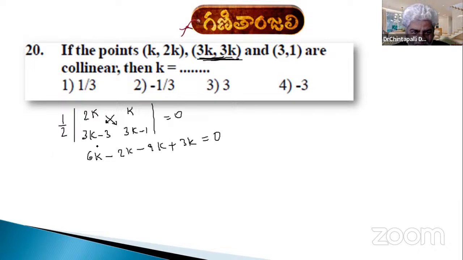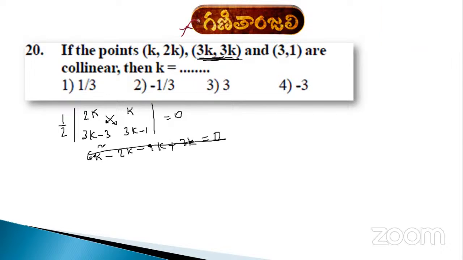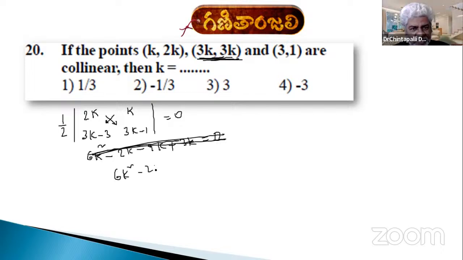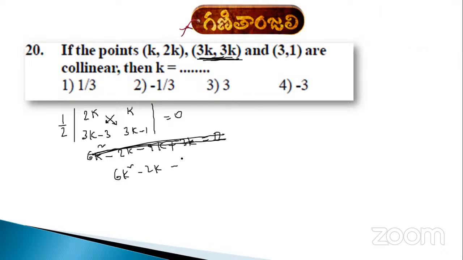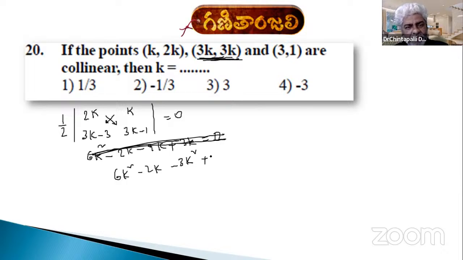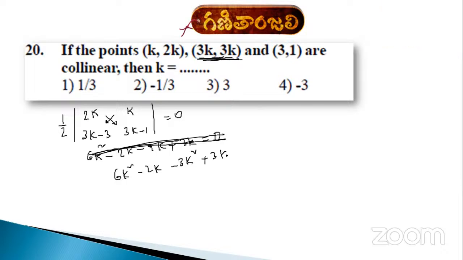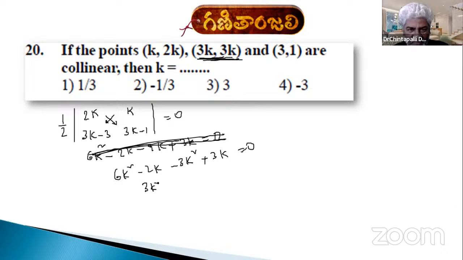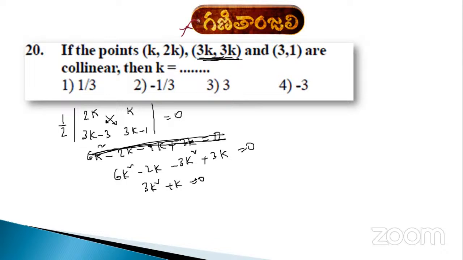2K into 3K is 6K square, minus 2K, 3K into K, 3K square. 6K square minus 2K. Next, 3K square. It's wrong, totally wrong. See, it's 6K square minus 2K minus 3K square plus 3K, is equal to 0. Then it will be 3K square plus K equals 0.